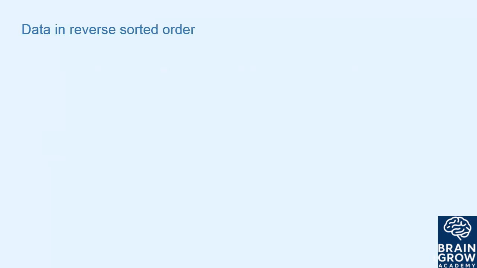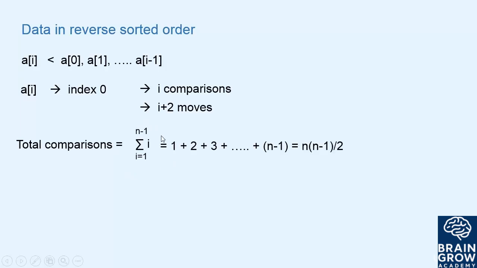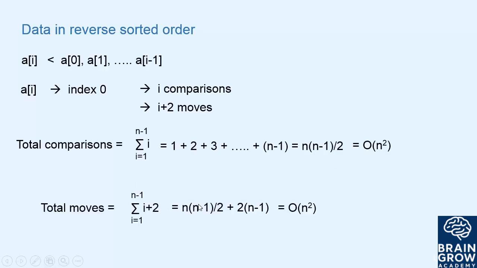Now let us take the case when data is in reverse sorted order. Now in this case, A[i] will always be less than all the elements from A[0] to A[i minus 1]. So it will always have to be placed at index 0. And we have seen that when an element has to be placed at index 0, there are total i comparisons and i plus 2 moves. So the total number of comparisons in this case will be this. Since the outer loop has n minus 1 iterations, this comes out to be n(n minus 1) by 2, which is order of n square. And the total number of moves will be this, which is also order of n square.